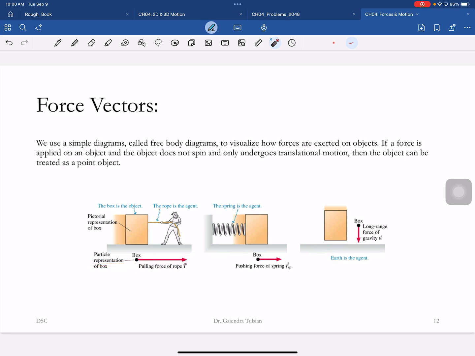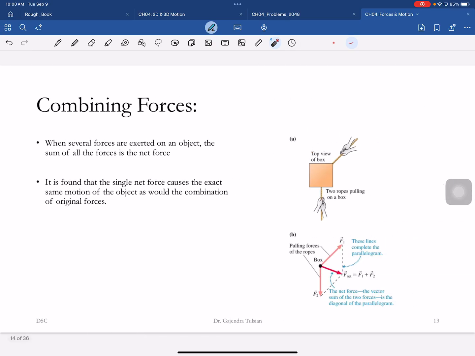So now in this diagram, what we're showing is here's the box, and a spring is attached to the box. You compress the spring. When you compress the spring, what is the spring going to do? It will push to the right, and that's what we're showing here. So this is the force that the spring is exerting when the spring was compressed. Here's a long-range force of gravity. When the box is falling down, it's falling down because the force of gravity is pulling it down. So these diagrams are called free body diagrams.